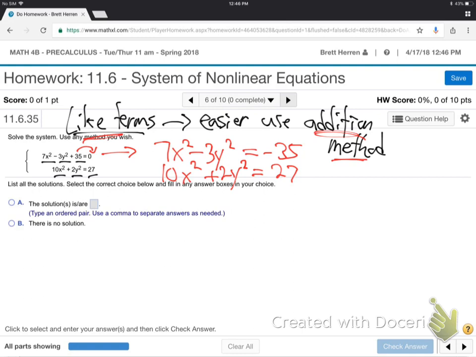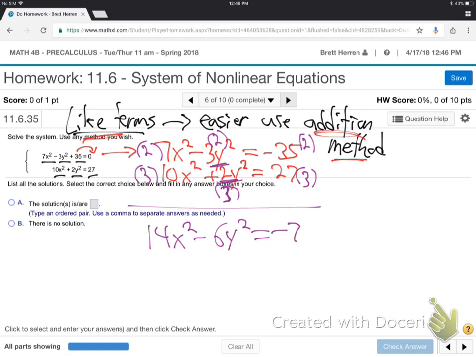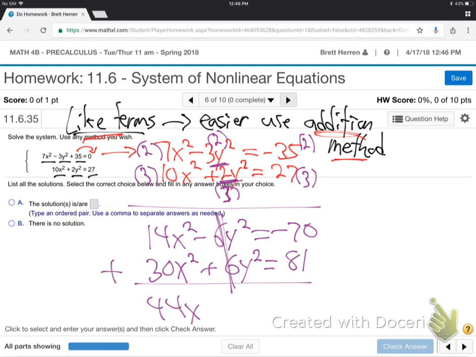So what am I going to do? How about I do the y squareds? What can I make those y squareds both become? Make them both 6. Multiply the top by 2, the bottom by 3. So we get 14x squared minus 6y squared is minus 70. 30x squared plus 6y squared is 81. Add them up. See how the y squareds cancel? 44x squared is 11. See how nice that is?